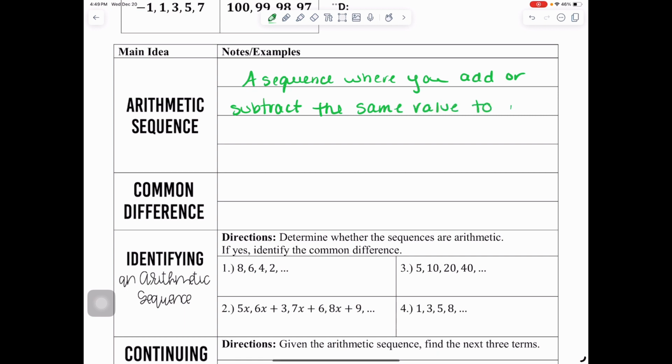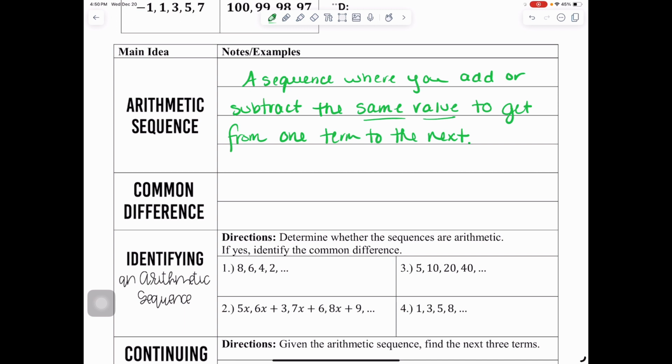to get from one term to the next. So the key words there is that same value. It's a pattern that is repeated over and over and over again.